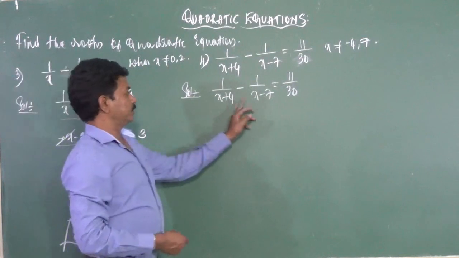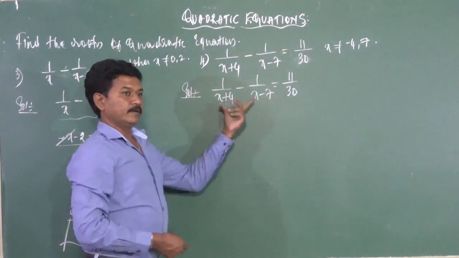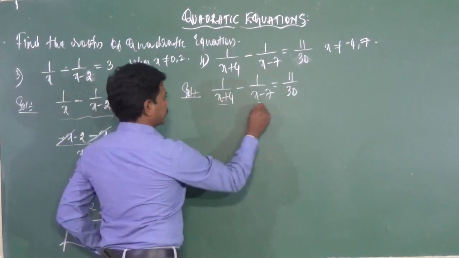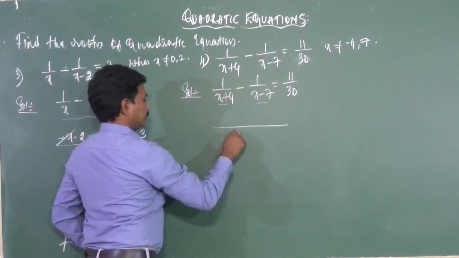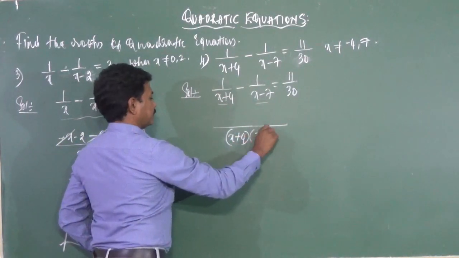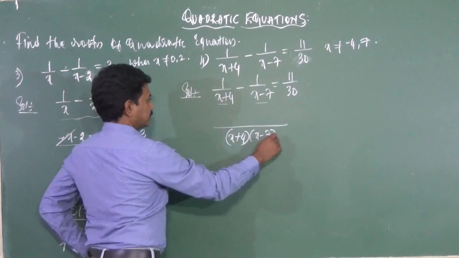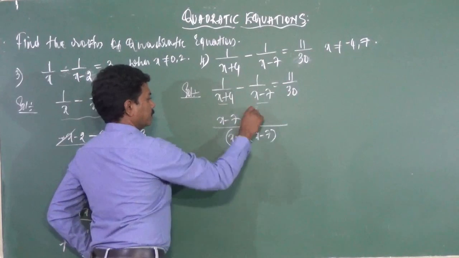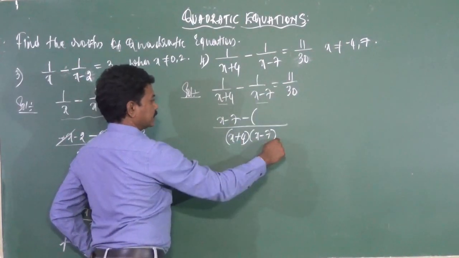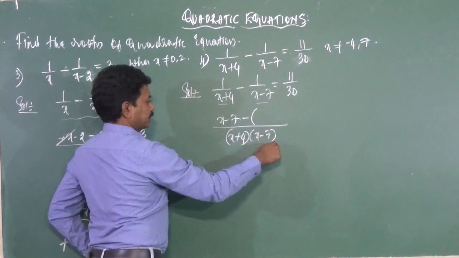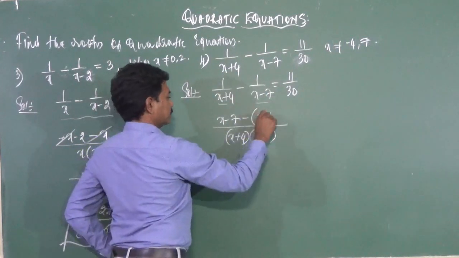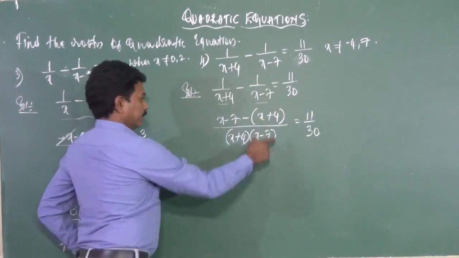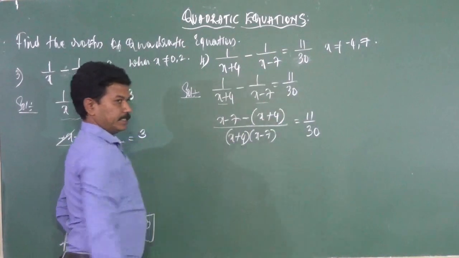Let us consider these two fractions here. Let us take the LCM, cross multiply this and then reach the quadratic equation. So the LCM for x plus 4 and x minus 7 is x plus 4 into x minus 7. So 1 by x plus 4 into this x minus 7, x minus 7 remains, minus, open the brackets, 1 by x minus 7 into this x plus 4, x minus 7 cancels. So x plus 4 into 1 is x plus 4, is equal to 11 by 30. Here we have a binomial after the minus sign, therefore you have to keep that inside the bracket.